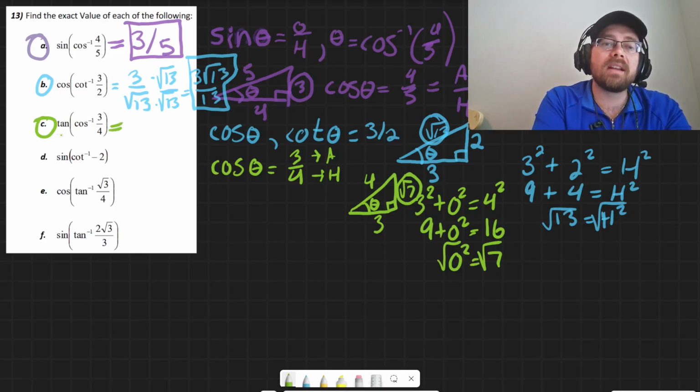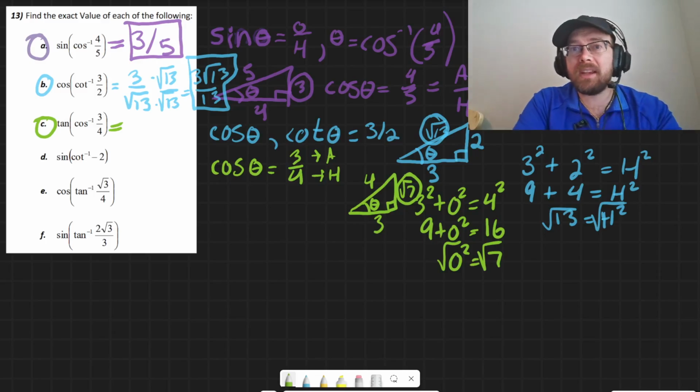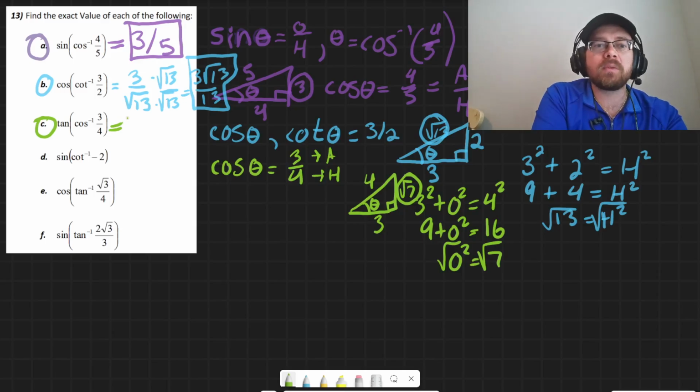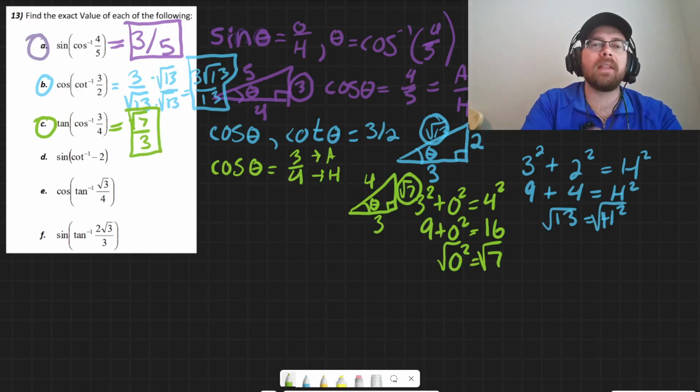Tangent, though, right, because we're looking for tangent. We're looking for the tangent of theta. Tangent of theta is the opposite, which we just solved for, over the adjacent. And we actually don't have to rationalize the denominator on that one, so we're done.